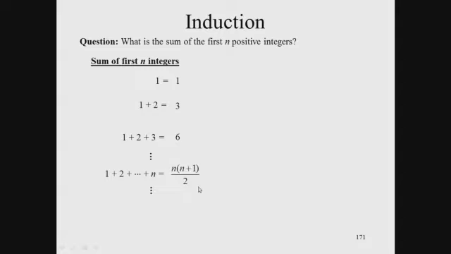n times n plus 1 over 2. But the question for today is, how do you know that that formula is correct? In fact, how do you know that for every integer n greater than or equal to 1, 1 plus 2 plus 3 up to n is equal to n times n plus 1 over 2? Let's label these statements for reference purposes.